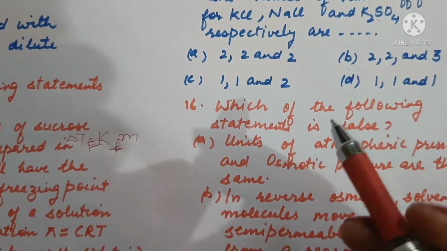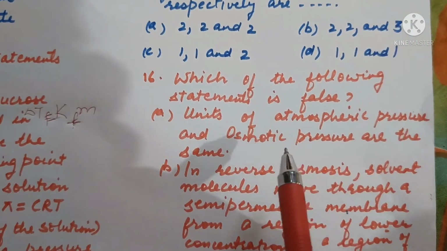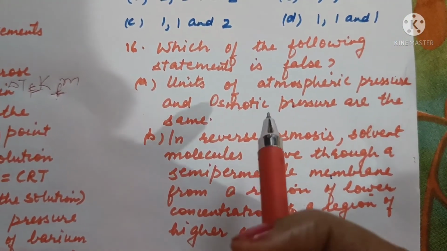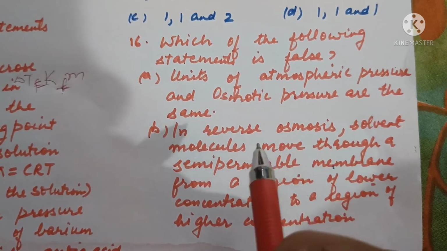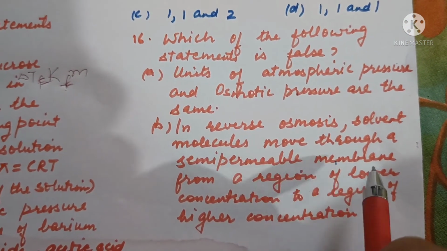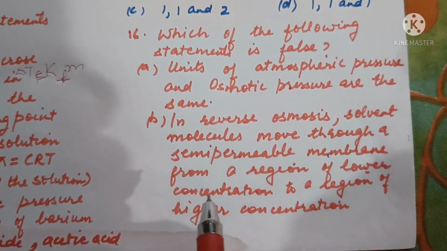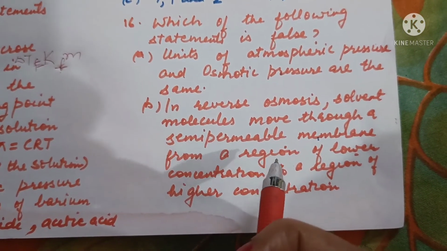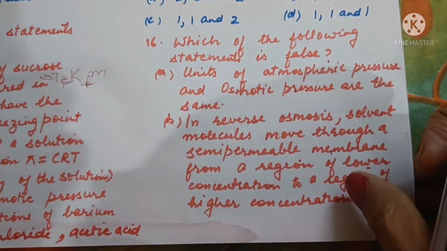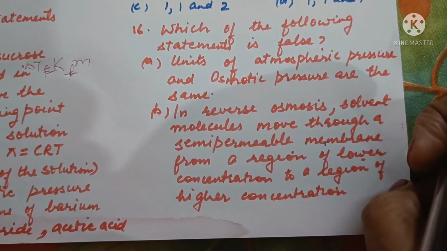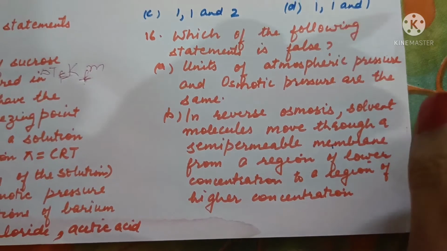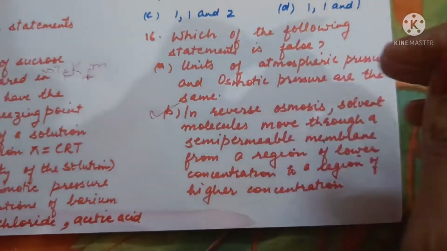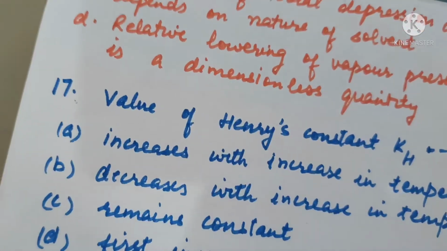Which of the following statements is false? Unit of atmospheric pressure and osmotic pressure are same. This is true. In reverse osmosis, solvent molecules move through a semi-permeable membrane from a region of lower concentration to a region of higher concentration. No, they move from a region of higher concentration to a region of lower concentration in reverse osmosis. So option B is false.